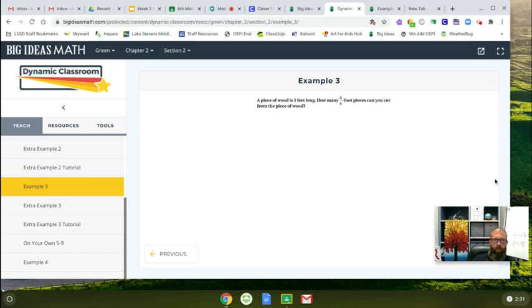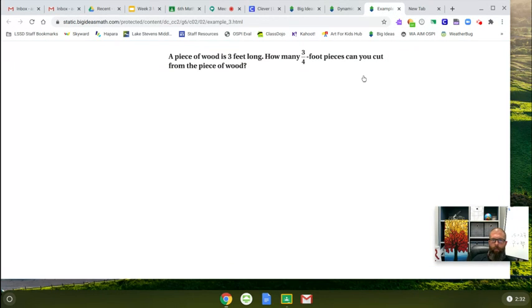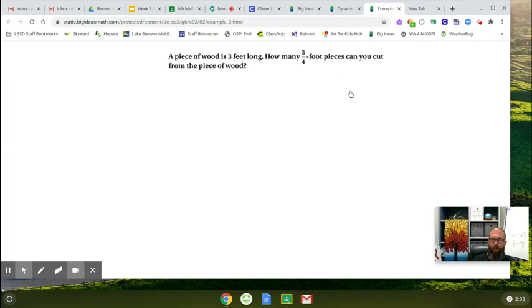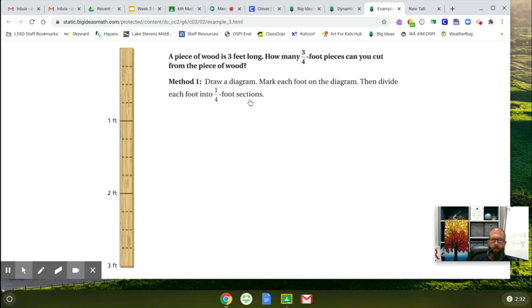Now we are on example 3 in section 2.2. I'm going to make this a little bigger. It says a piece of wood is 3 feet long, and how many 3/4 foot pieces can you cut from the piece of wood? So this is division. So this is method 1.